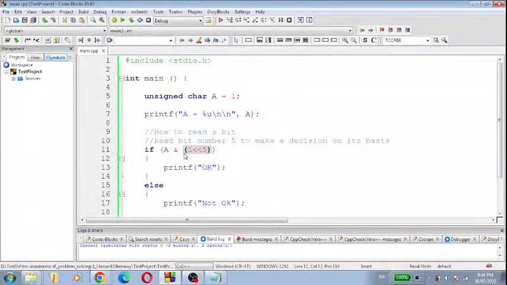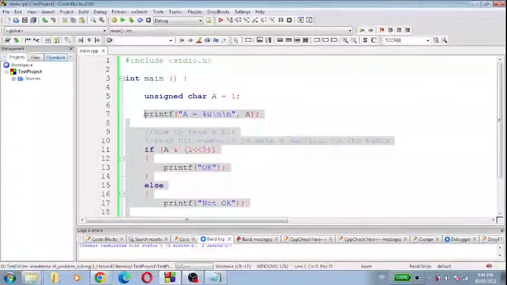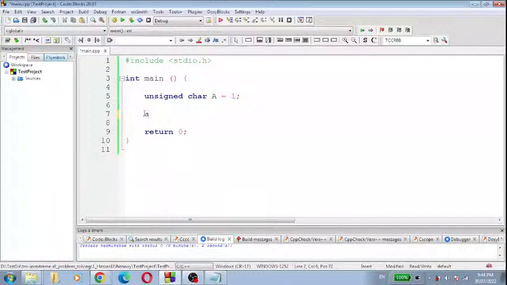I also want to say something. In C language, when I write something like A plus equals 1, this is like saying A is equal to A plus 1.